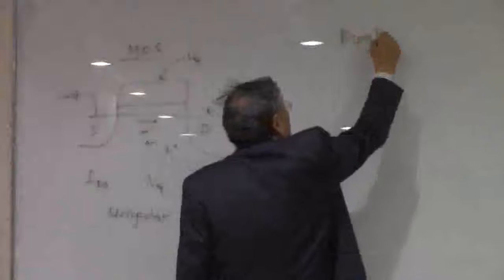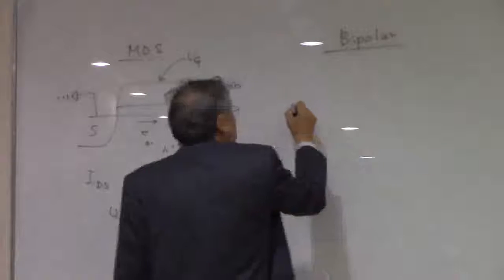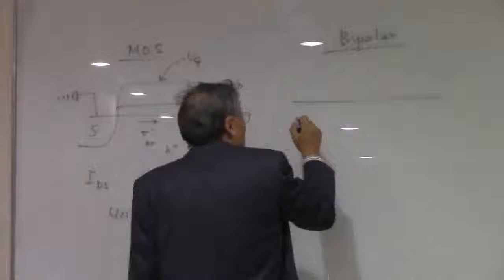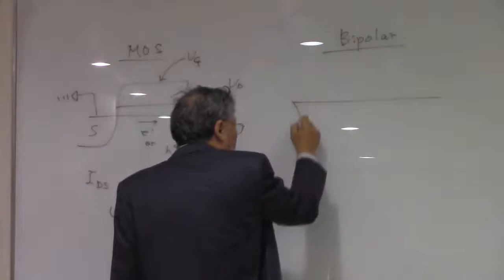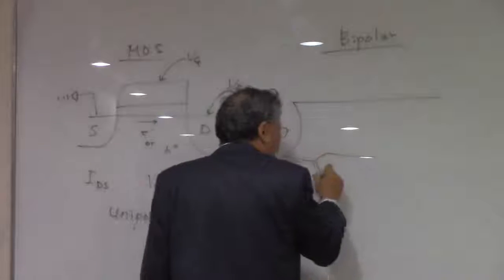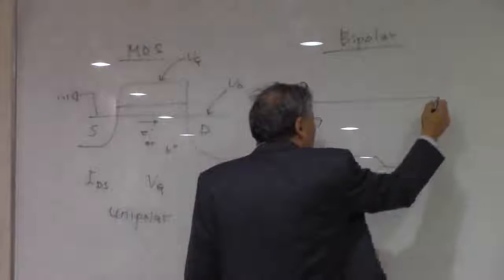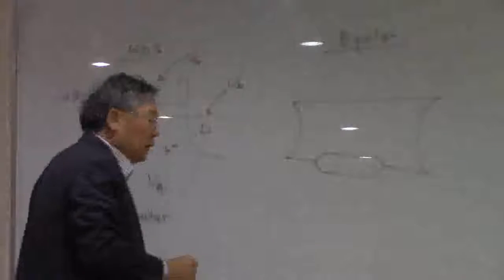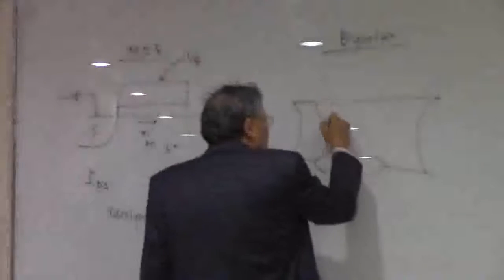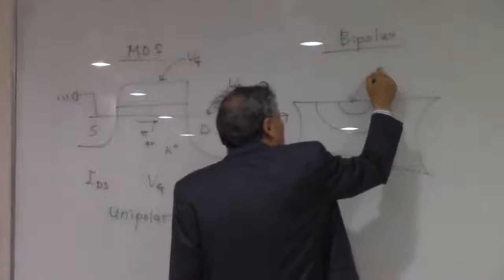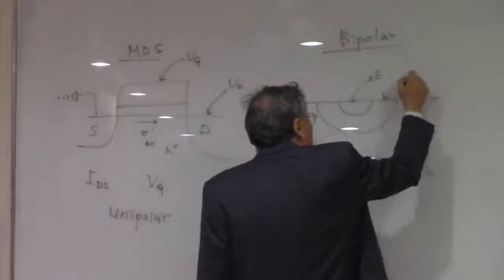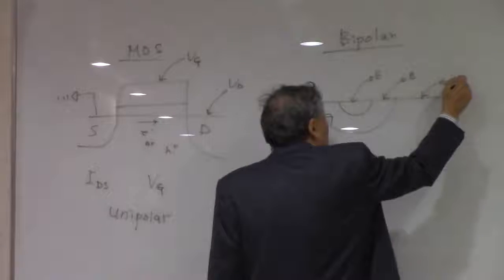On the other hand, the bipolar transistor's configuration is going to look like this, okay? It usually takes the junction isolation. So this is the emitter, and this is the base. This is the collector. That is the bipolar configuration.